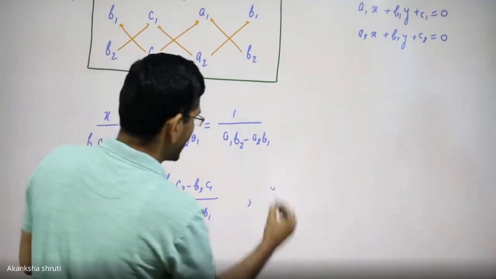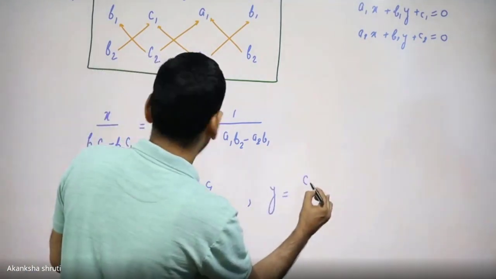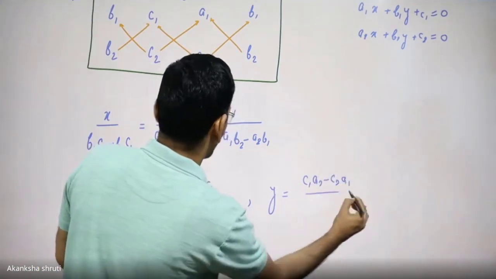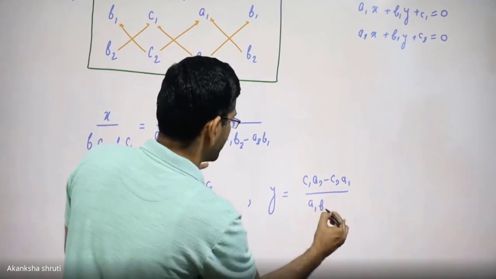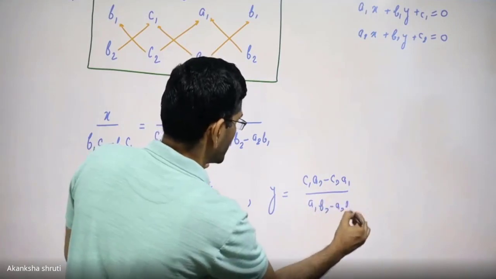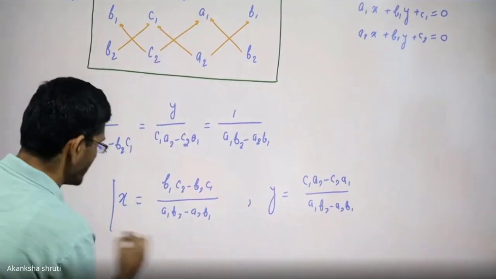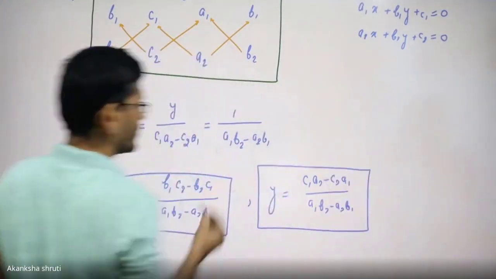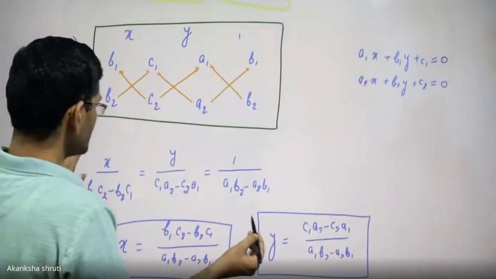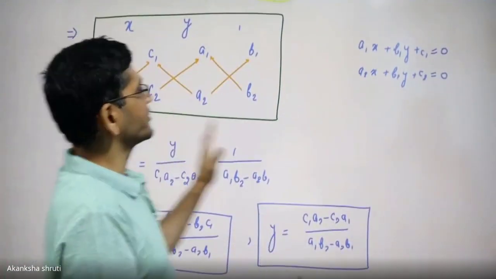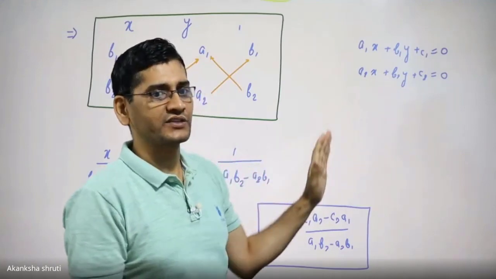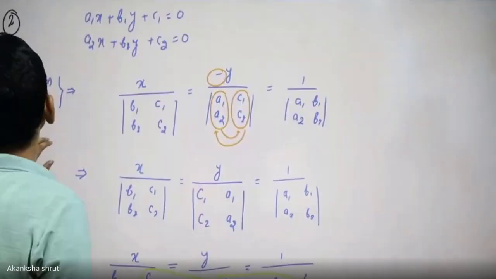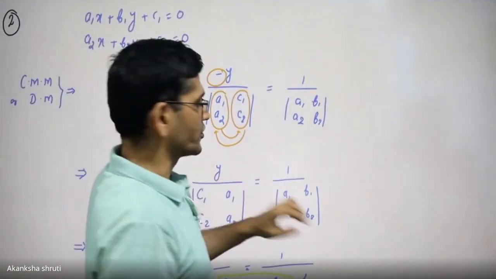And y can be determined by c1 a2 minus c2 a1 by a1 b2 minus a2 b1. This way the value of x and y can be determined very quickly. So that's why this cross multiplication is one of the easiest or quickest methods of finding the unknown. Let me explain one more important point.